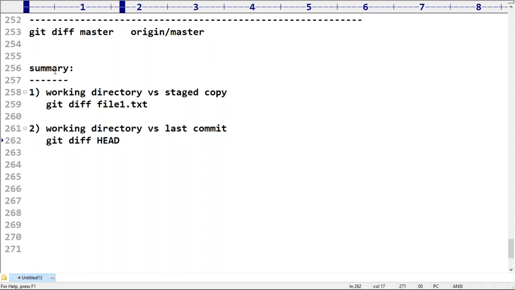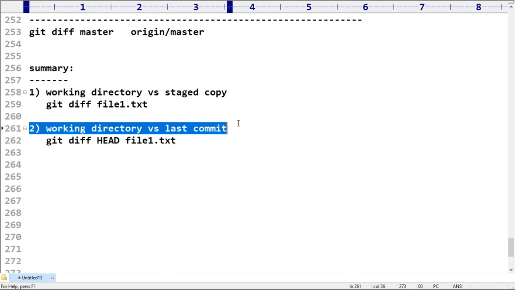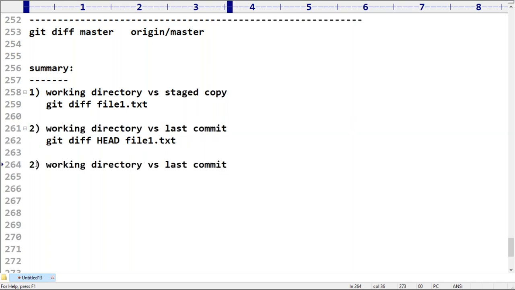git diff HEAD file1.txt. How can I refer to the last commit? HEAD. Next, the third one I covered: staging area versus last commit. Yes, I forgot. Can anyone please tell?